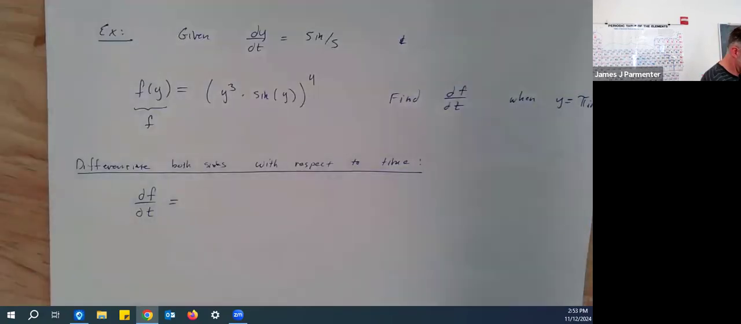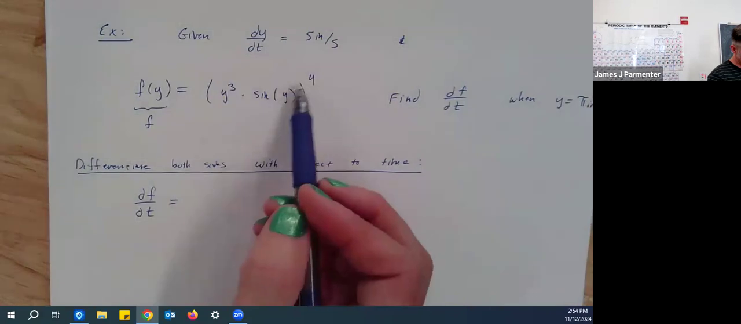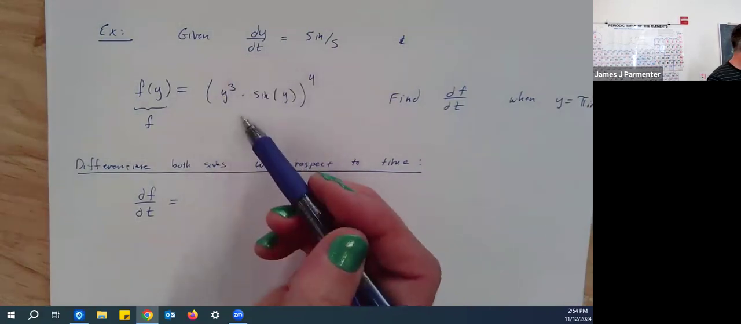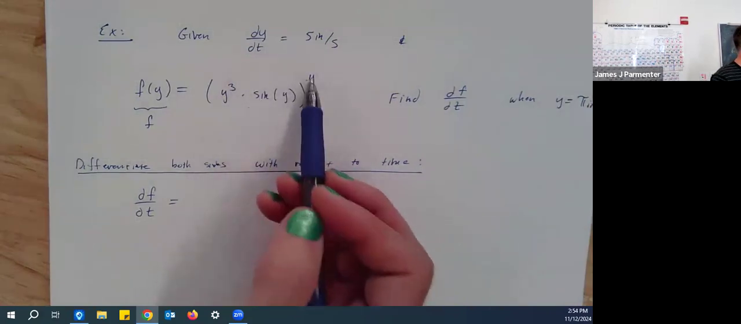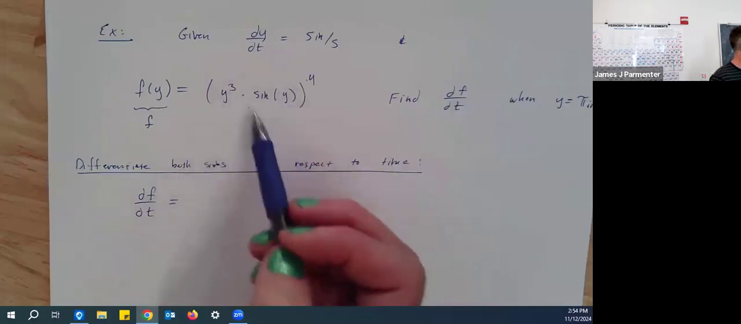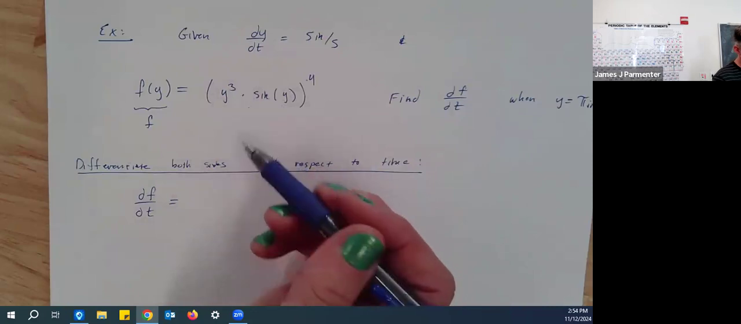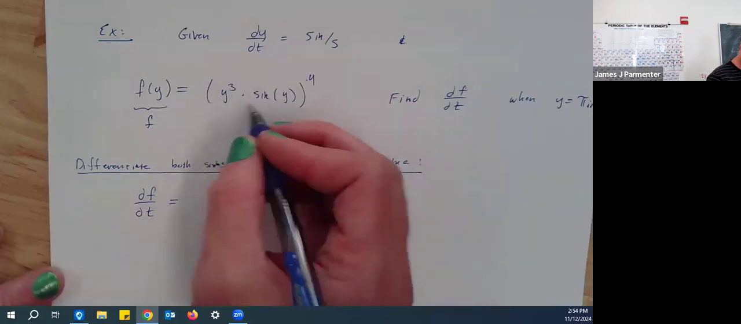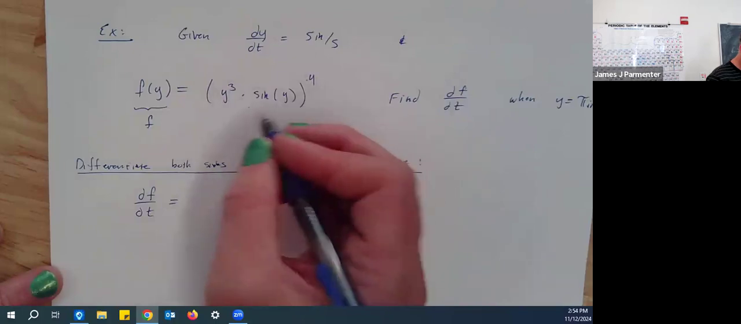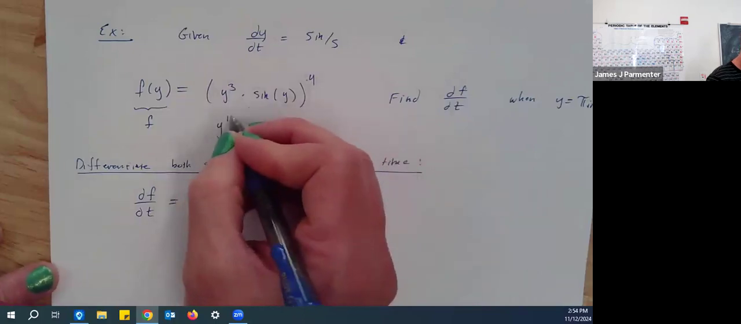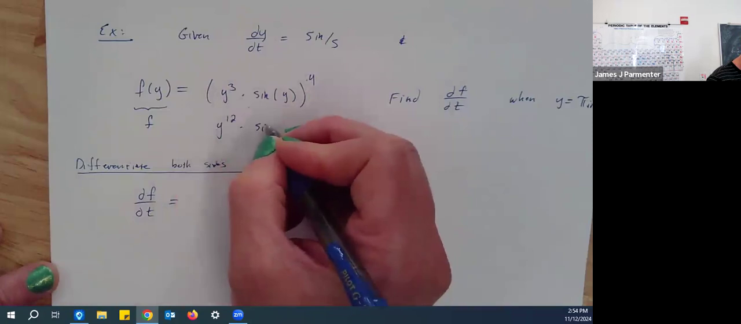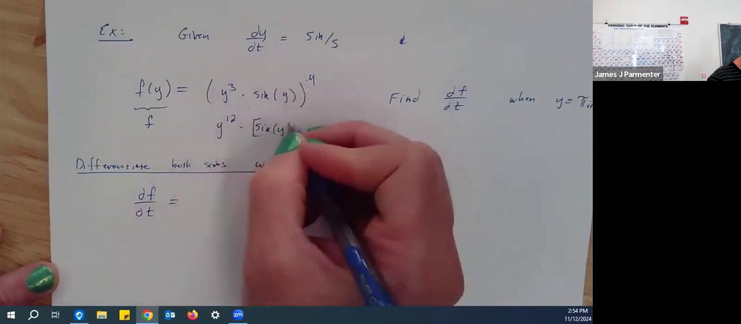We have a choice. You could choose to take the derivative of this as is, which would be fine. You've got some stuff to the fourth. It's going to be 4 times your stuff cubed, and then the derivative of the inside stuff is going to have to use the product rule. Or, and I feel like it might be the better choice, actually, you could rewrite this by raising each factor to the fourth power and writing this as y to the 12th times sine of y to the fourth.